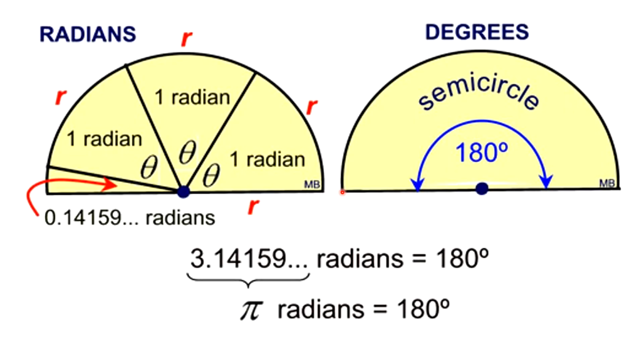What this means is that if you have a semicircle of 180 degrees, you can cut it into 3 radians and another 0.14159 radians. So you get 1, 2, 3 radians and another 0.14159 radians, and this is equal to pi. So pi radians is equal to 180 degrees.